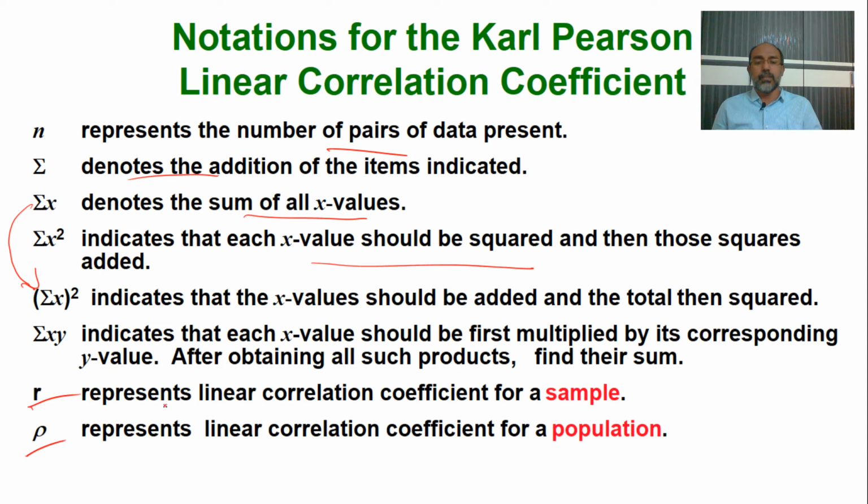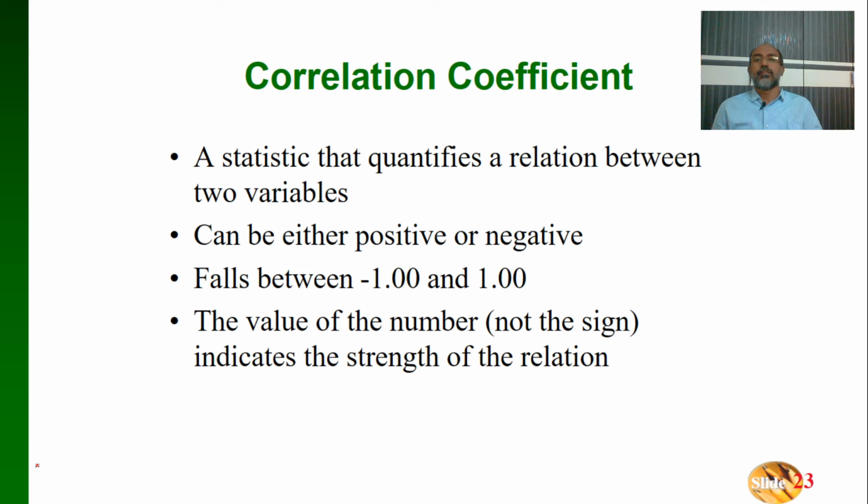Rho means the correlation of the populations, as we just now discussed. Then, coming to the properties of the correlation coefficient: a statistic that quantifies a relation between two variables.